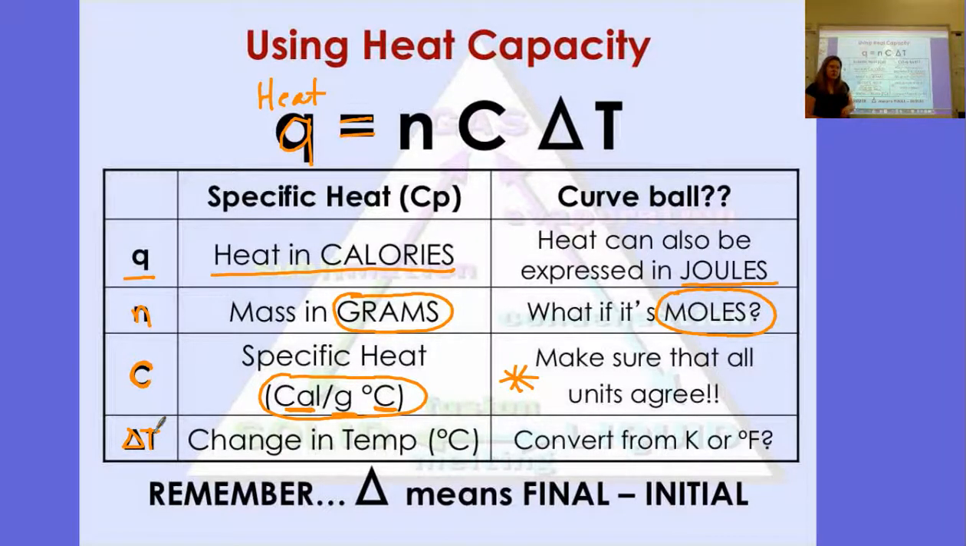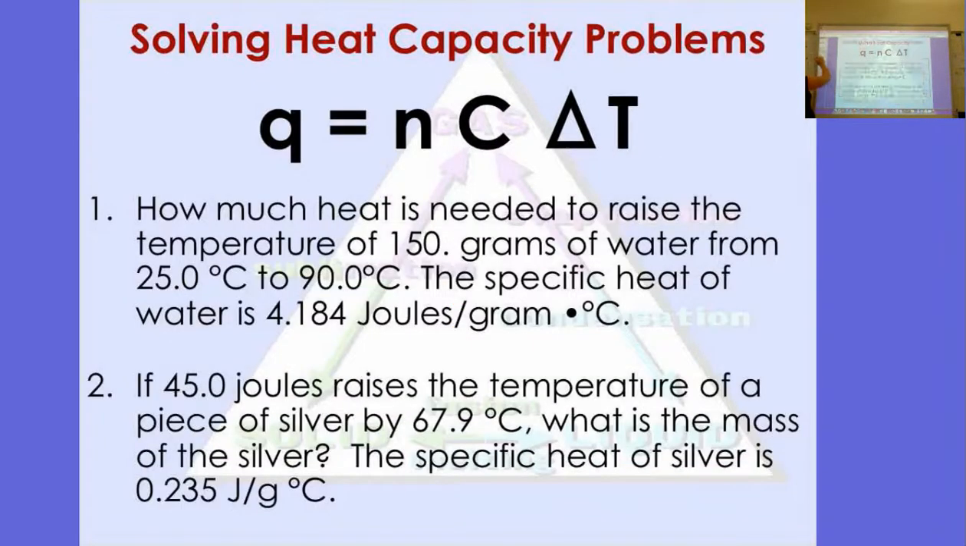The change in temperature, measured in degrees Celsius. This little triangle means change in, delta. Change means final temperature minus initial temperature. The only curveball I can give you for temperature is if I give them to you in Kelvin or Fahrenheit. You'll have to convert them to Celsius and then subtract. So we're going to use this new equation, Q equals NC delta T. That's our thermodynamics equation with heat capacity, specific heat, to solve some problems.